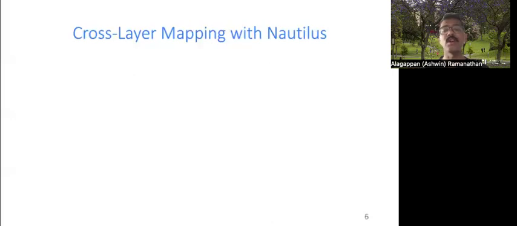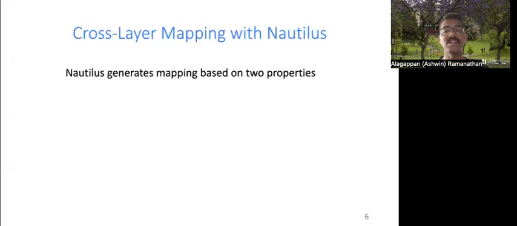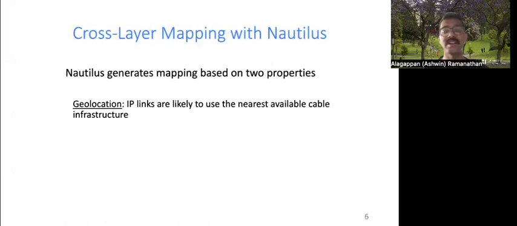Now let's look at how Nautilus generates mapping. Nautilus generates its mapping based on two properties. The first one is geolocation, where the rationale is that IP links are more likely to use the nearest available cable infrastructure. As IP geolocation, especially at the city level, is known to be inaccurate, and no single source has complete coverage for all IPs, Nautilus employs 11 different IP geolocation services and validates the geolocations using a test based on the speed of light in fiber optic.